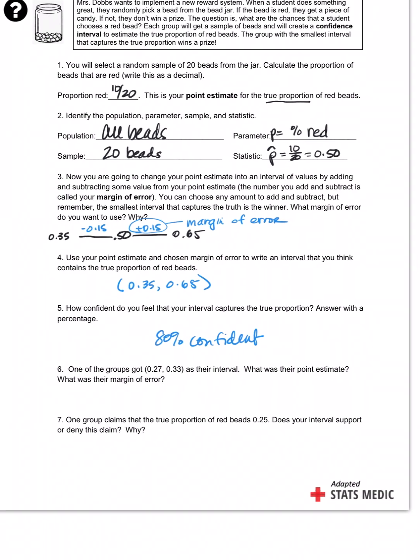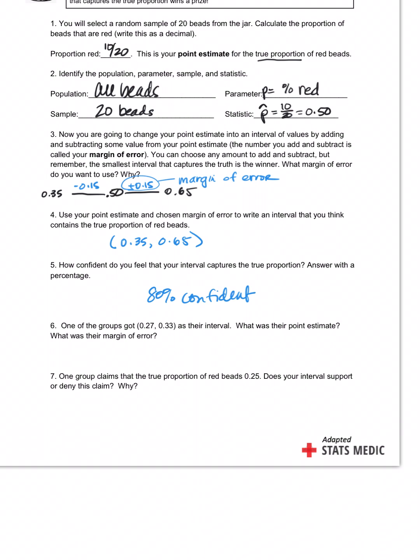Now, backtrack for a second. Let's say one of our groups has an interval of 0.27 to 0.33. What is their point estimate? How could we figure that out? You could add a number to the bottom number and subtract a number from the top number and get the same answer. Something like that. You're on the right track. Oh, it's the median. It's just the middle, yeah.